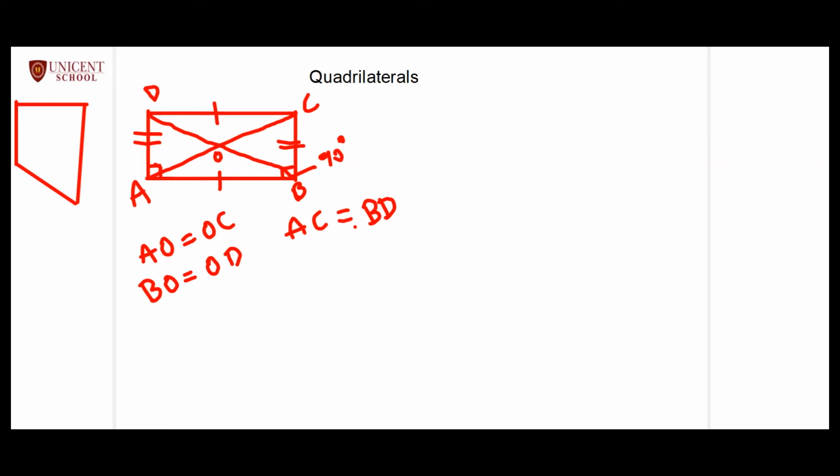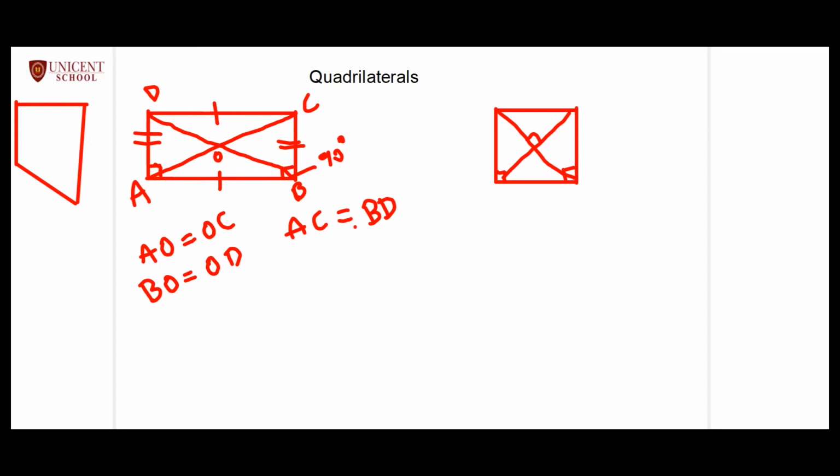Now let us study our familiar quadrilateral, a square. A square is a quadrilateral in which all sides are equal and each angle is equal to 90 degrees. And if we talk about the diagonals, they are perpendicular bisectors.